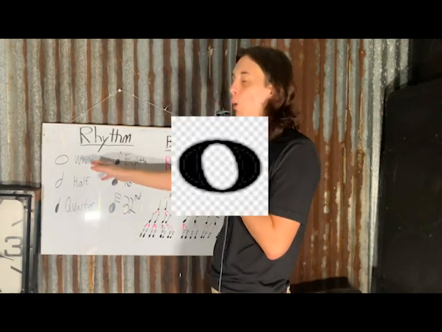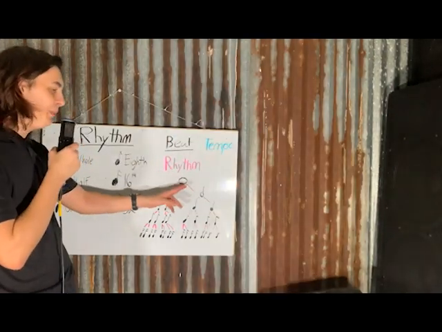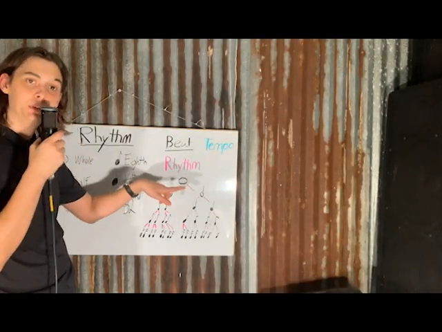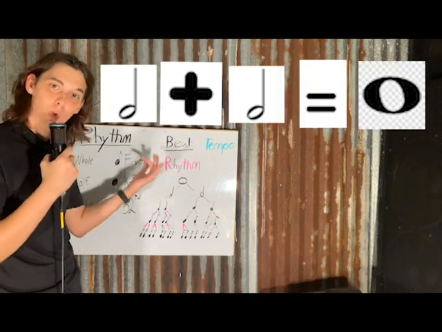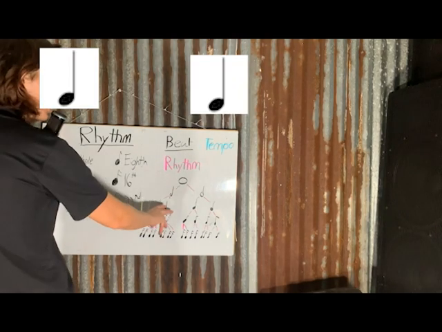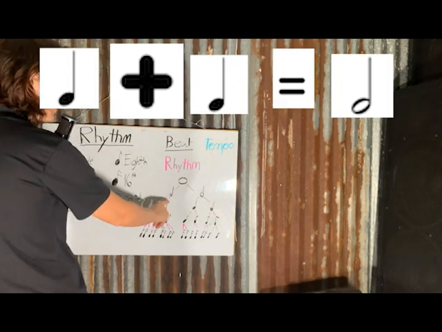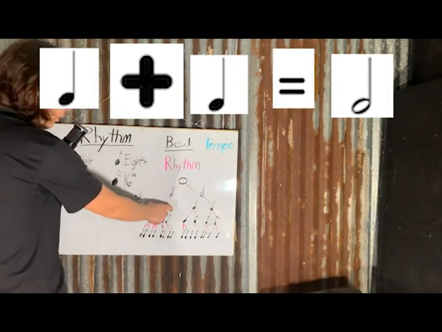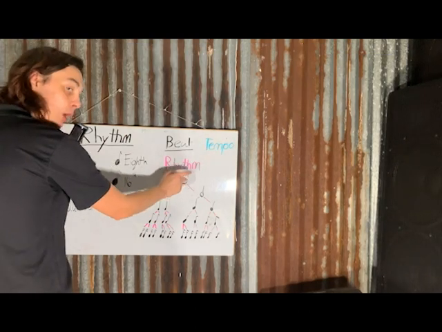So we're going to start with a whole note. We have a whole note, and it subdivides into two half notes. Two halves make a whole. Pretty simple. Then we have quarter notes. So two quarter notes are one half note, and four quarter notes equal one whole note.